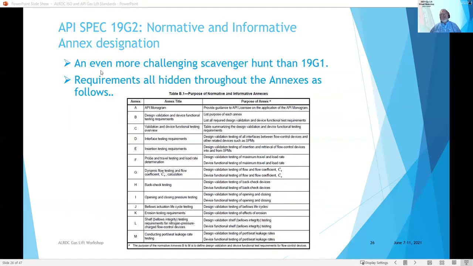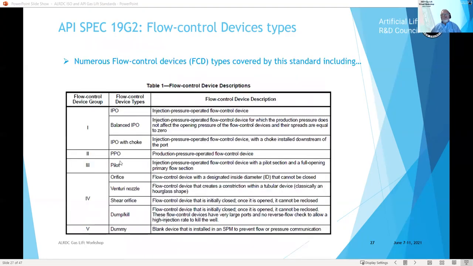So this is a scavenger hunt, and more so than 19G1. The requirements are hidden throughout the annexes, and this is a list of the annexes that we have. We have annexes from A to M, and this can be confusing. So by having these tables in the document, we facilitate an understanding and a use of the document.